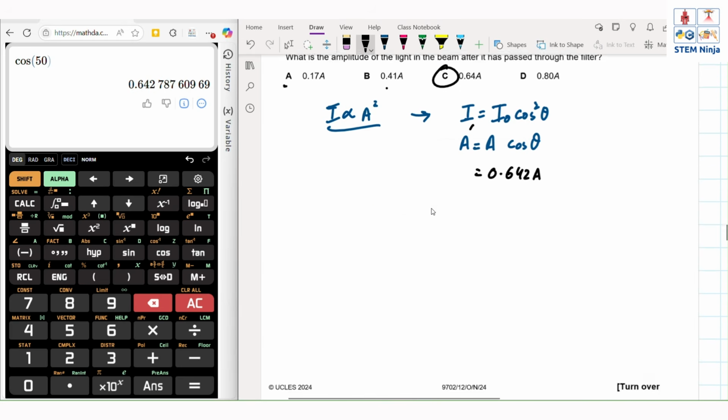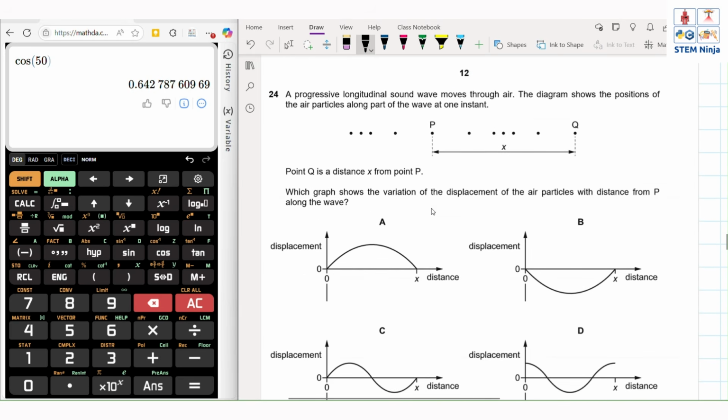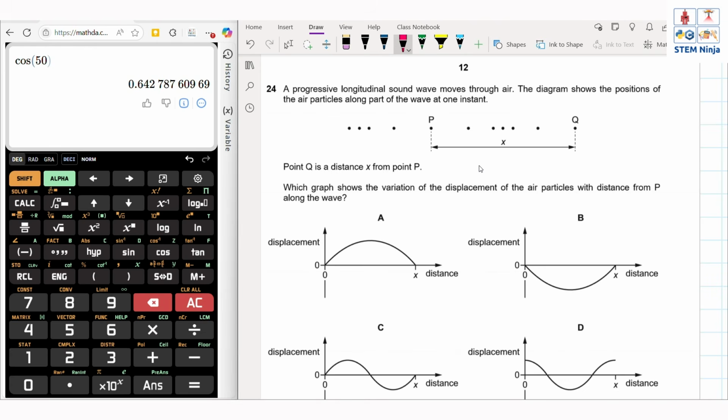All right, moving on to question number 24. A progressive longitudinal sound wave moves through the air. The diagram shows the position of the air particles along part of the wave at one instant. The point Q is at a distance of x from point P. Which graph shows the variation of displacement of air particles with distance from P along the wave? Okay, if we notice over here, this is a point of compression, this is a point of rarefaction, compression, and rarefaction.